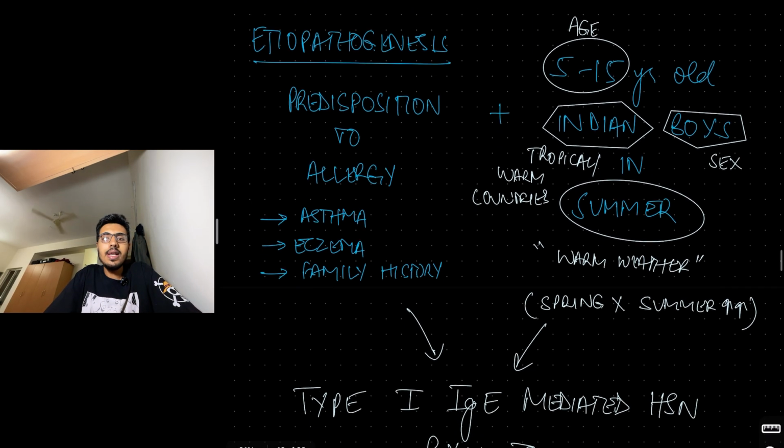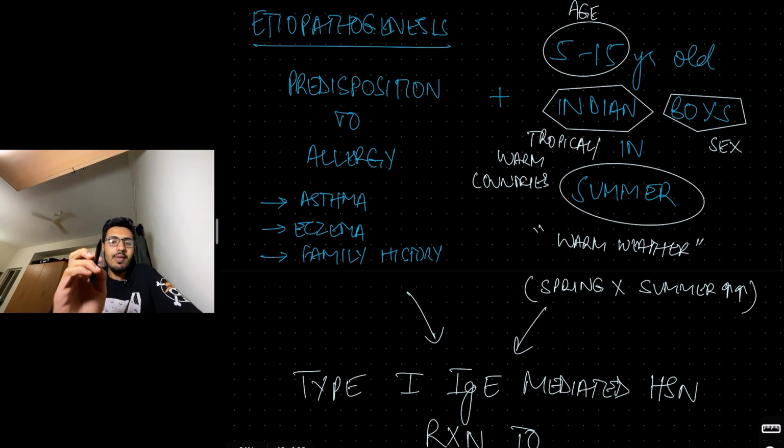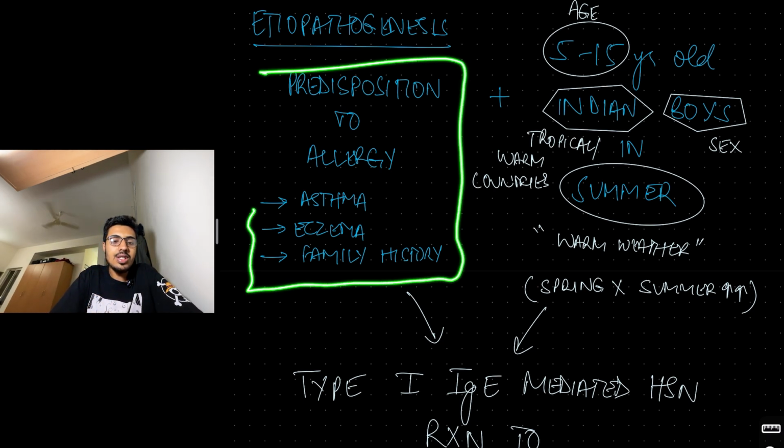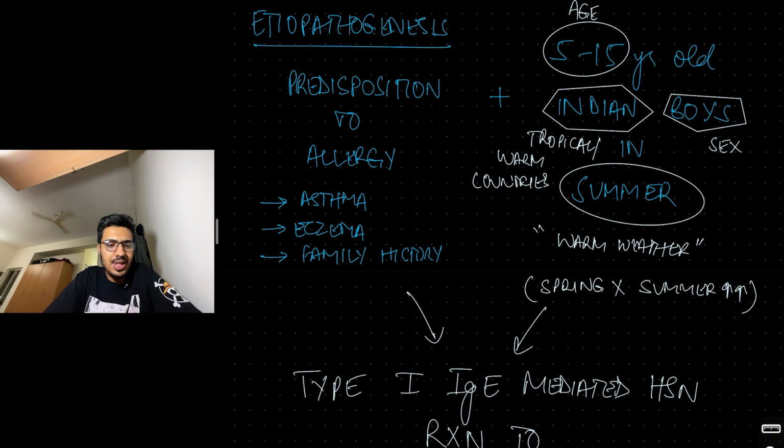So let's look at the etiopathogenesis. Very important: the patient has to have some predisposition to allergy, some atopy. Like the patient has some other allergic conditions like asthma and eczema. The patient has a family history of allergy. These are all predisposing risk factors.